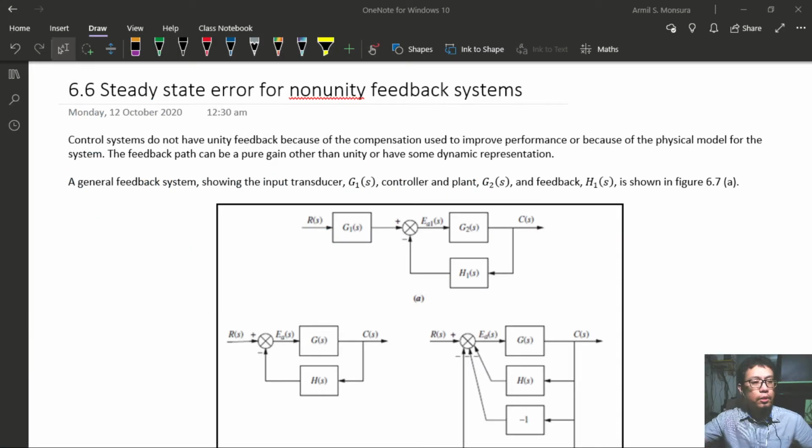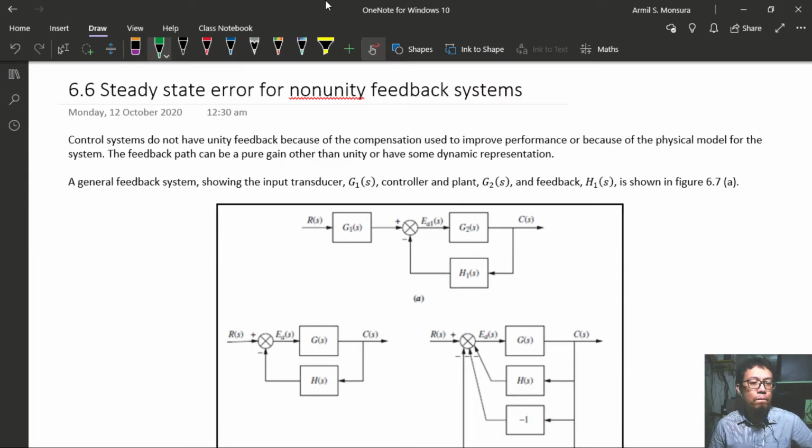Okay. Now at this point, let us turn our attention to the analysis of the steady state error performance of non-unity feedback system. Okay. So mas madalas ang mas realistic sa mga design ng control system is that there would always be a non-unity feedback.